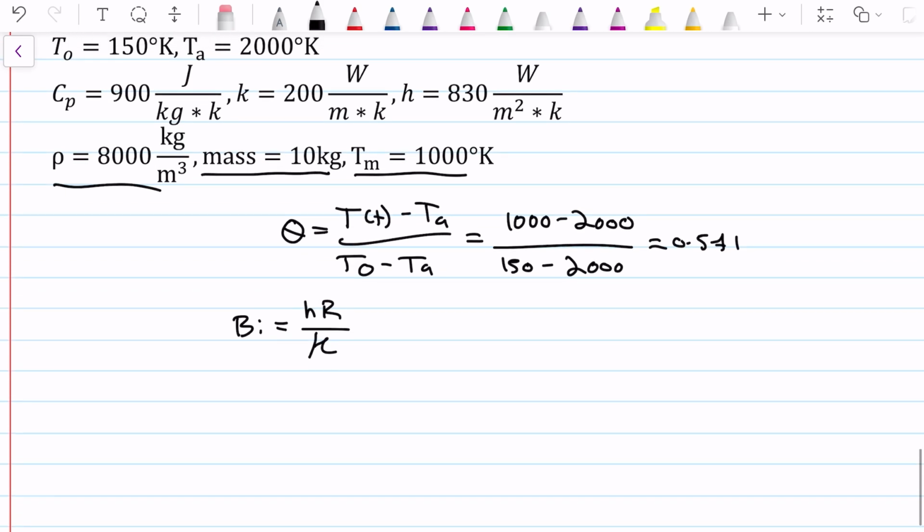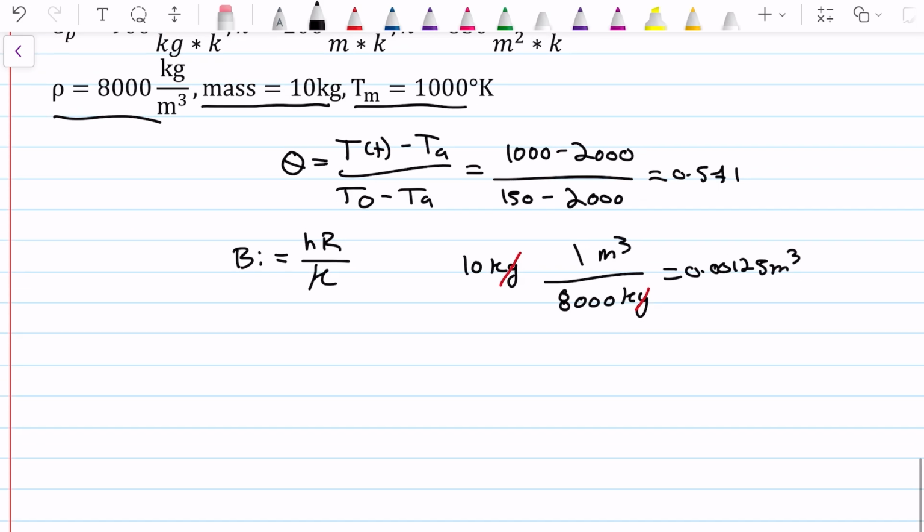First of all, we have 10 kilograms of ball. And if we flip the density, we have 1 meter cubed over 8,000 kilograms. Then the kilograms cancel, and you just get a volume. So 10 divided by 8,000 is 0.00125 meter cubed. That's the volume of our sphere.